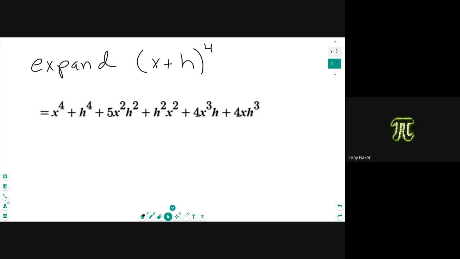No, that could be 6. You're right. I don't know why they didn't combine them. Yeah, I don't know why they didn't combine those two. Yes, those two should be combined.